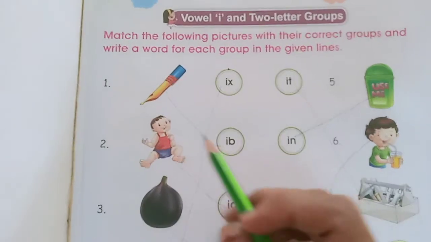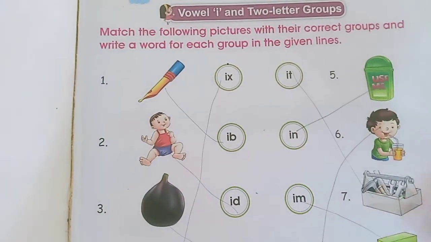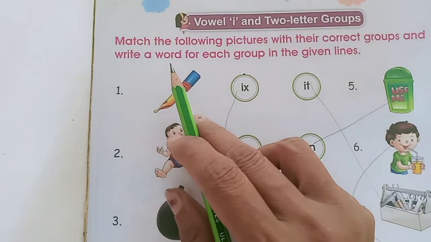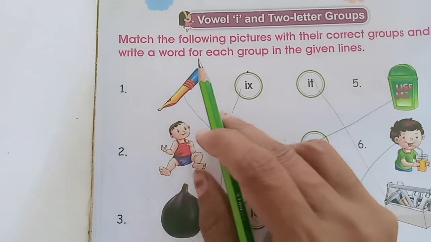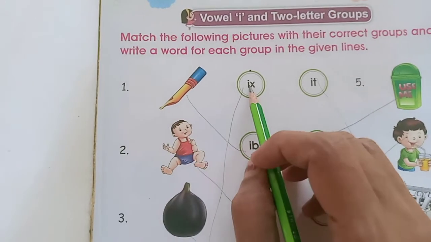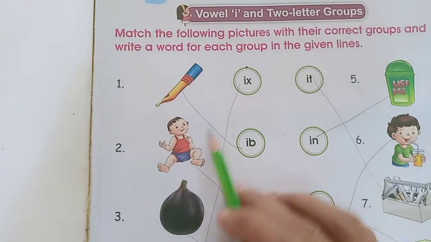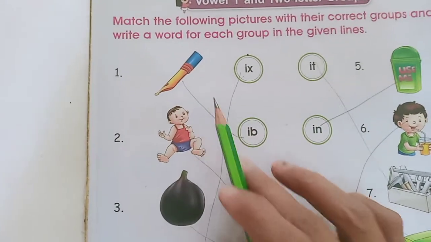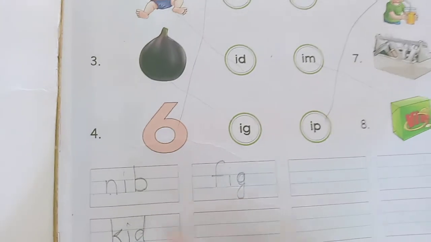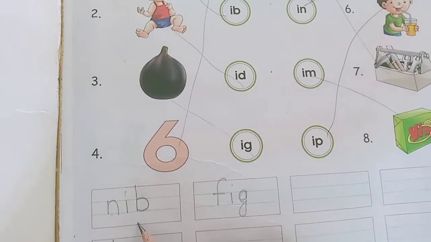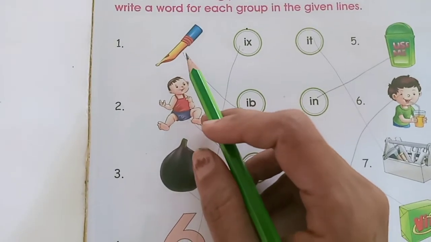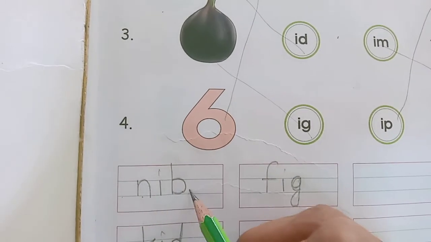Yes, dear kids, take out your English textbook, page number 37, beta. Now we already matched the pictures along with the incomplete spelling. Now we will write according to the numbers, beta. At the very first, which picture is this? This is nib. So you have to write here NIB, nib.